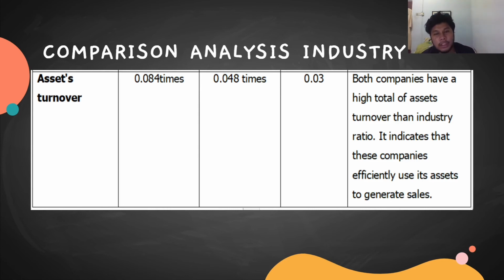The next one is the asset turnover, which indicates how well the company uses its assets to generate sales. As we can see here, the industry ratio is 0.03, and both of these companies have a higher ratio compared to the industry. This time also Ajinomoto has a higher ratio compared to Ashafa Corporation, which are 0.084 and 0.048 respectively.